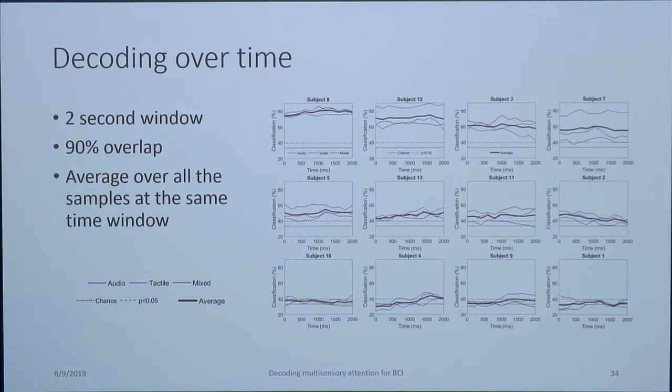It turns out the decoding across time is fairly stable within subject. We don't see a very clear drop. Maybe in particular subjects, yes, the decoding tends to drop after a while, but that's not the case for most of the subjects. So I guess this is a kind of evaluation of how our subjects are paying attention or staying engaged during the whole trial.